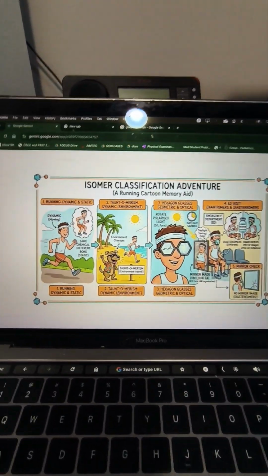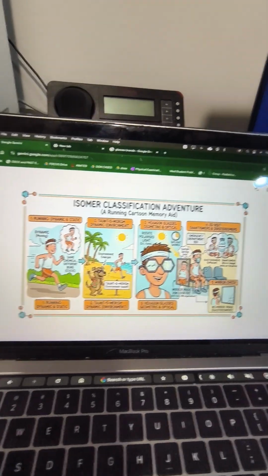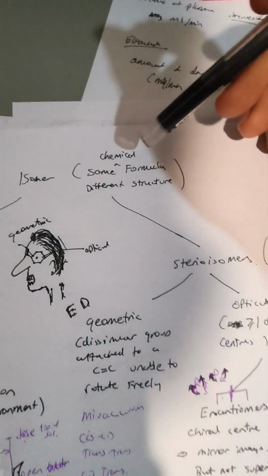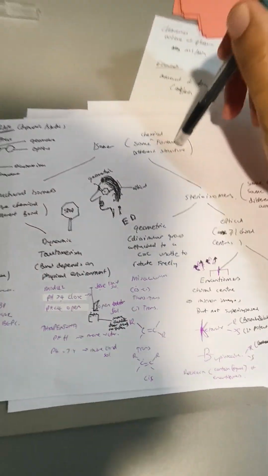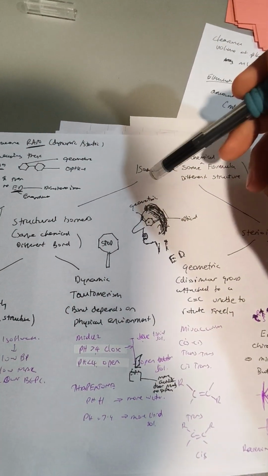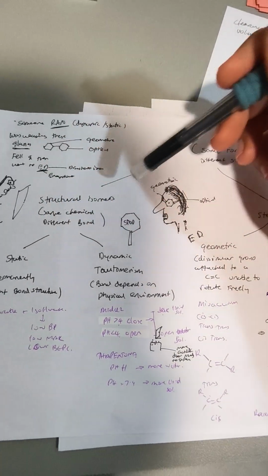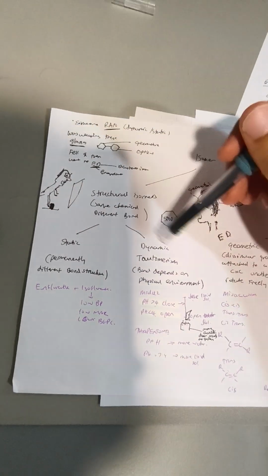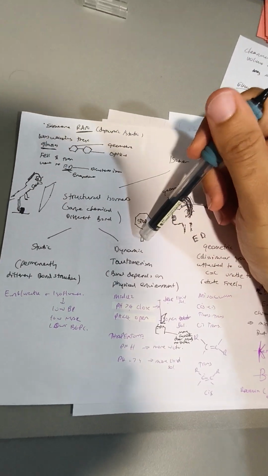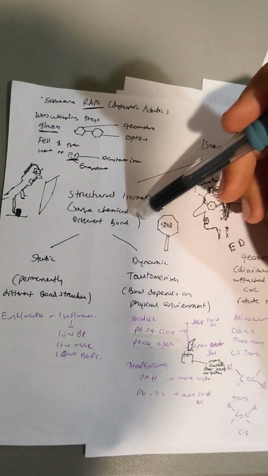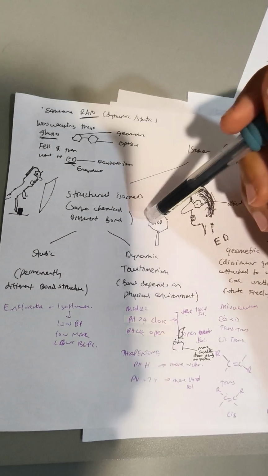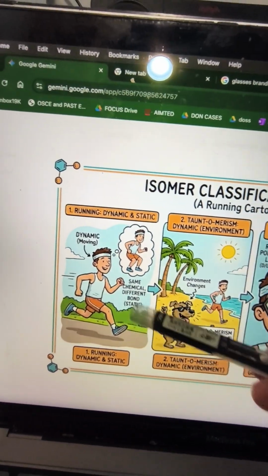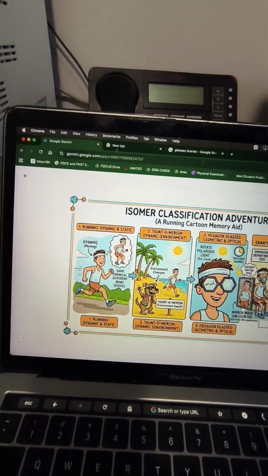How are we going to make that appropriate to our conversation here? So isomers are what chemically? The same formula but different structures. Isomers get split into structural isomers and stereoisomers. Structural isomers are the someone running, so you've got static and dynamic. The same chemical but different bond. When he runs, he feels different. He just feels different.